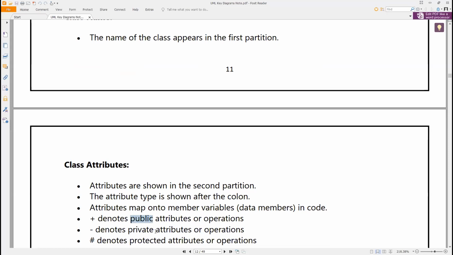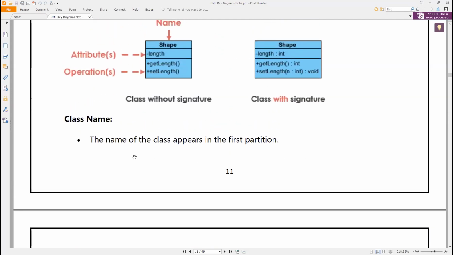So you need to pay attention to every detail here. The name of the class will be in the first partition, the first row. The properties or attributes will be in the second row, and the operations or methods will be in the third row. So this is a class. This is another class, by the way, but then we add even the signature. Signature means, for example, length is going to be an integer, getLength is going to return an integer, and setLength is going to take a parameter n of type integer and return nothing, void. So this is what you call signature. You know this from a programming perspective.